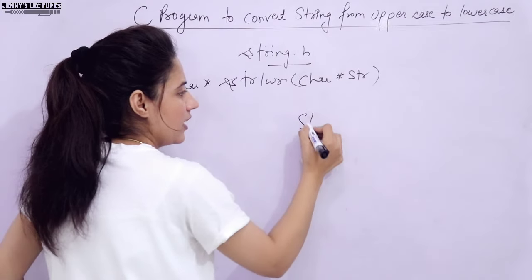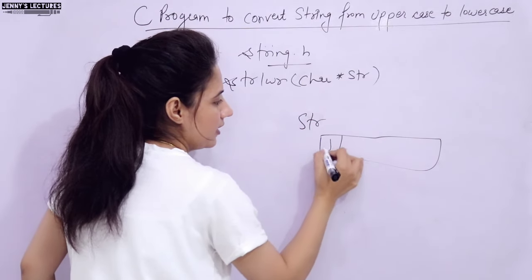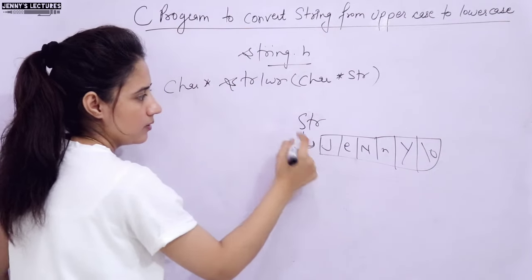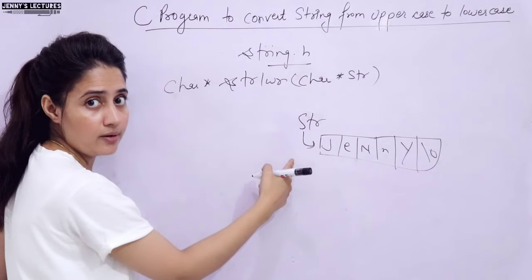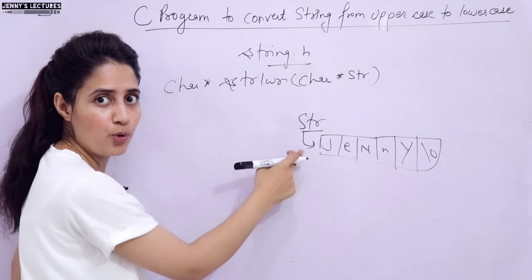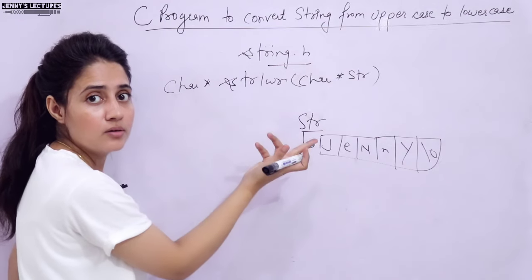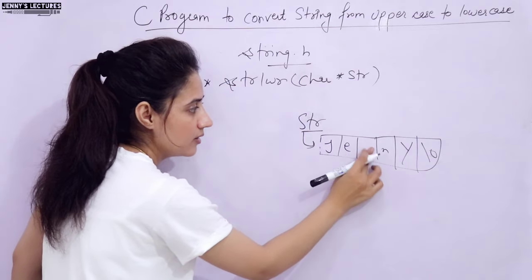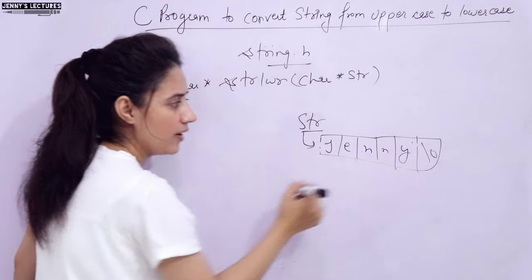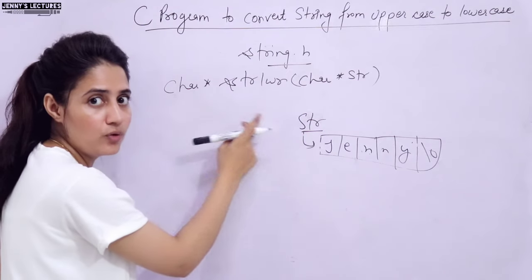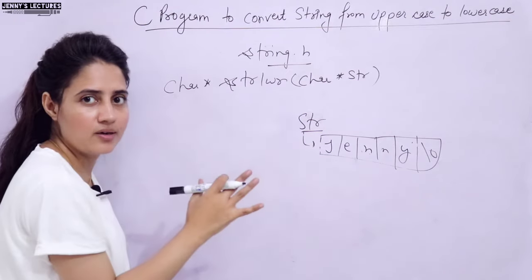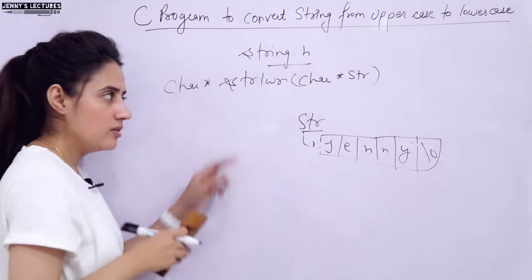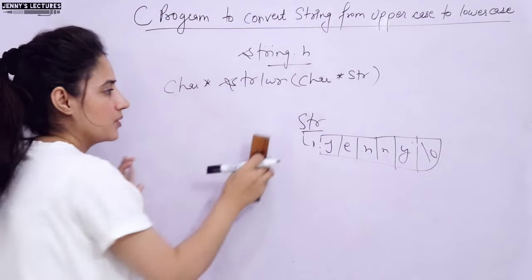Modified string is, suppose I am taking str, and in str I have JENNY. This is what, str, right? Obviously this str name is acting as a pointer to the string. So now it will return what? After converting, this will become small j, small e, small n, small n, and small y. So it will return a pointer to this modified string. So simply you can print this str and you will get this output, right? The prototype of this is very simple, right?